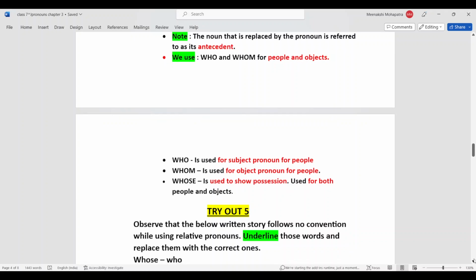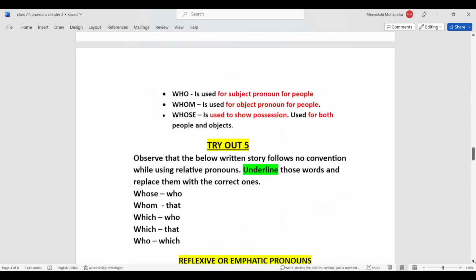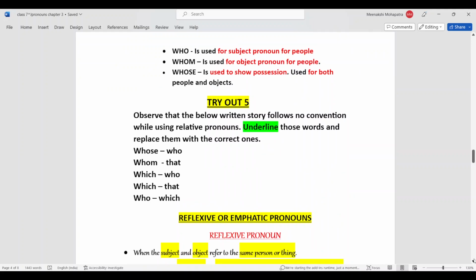Now let us go over to try out 5. Observe that the below written story follows no convention while using relative pronouns. Underline those words and replace them with the correct ones. Now, children, we can see that the pronouns which are given here are not correct. So we need to replace them with the correct ones. So let us read the story first.